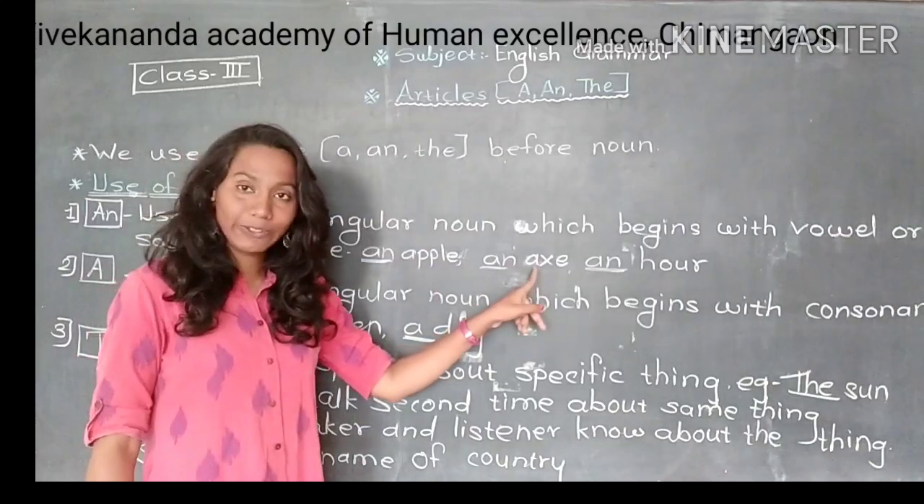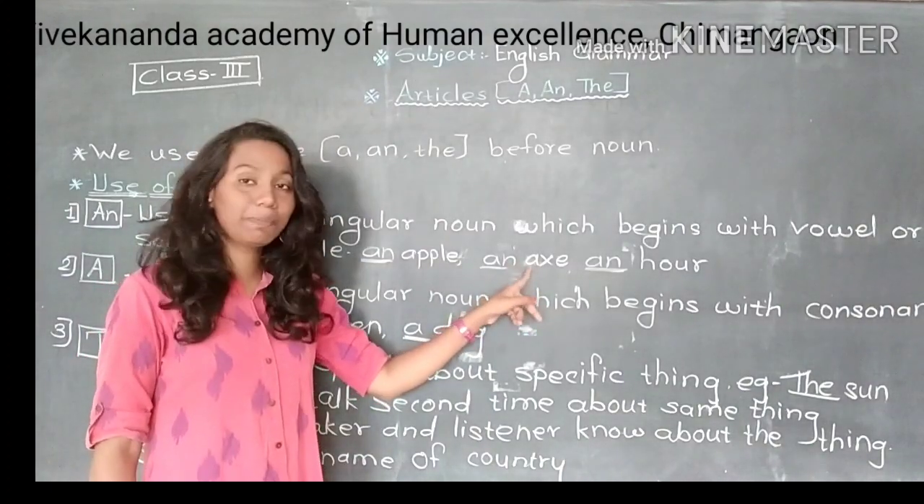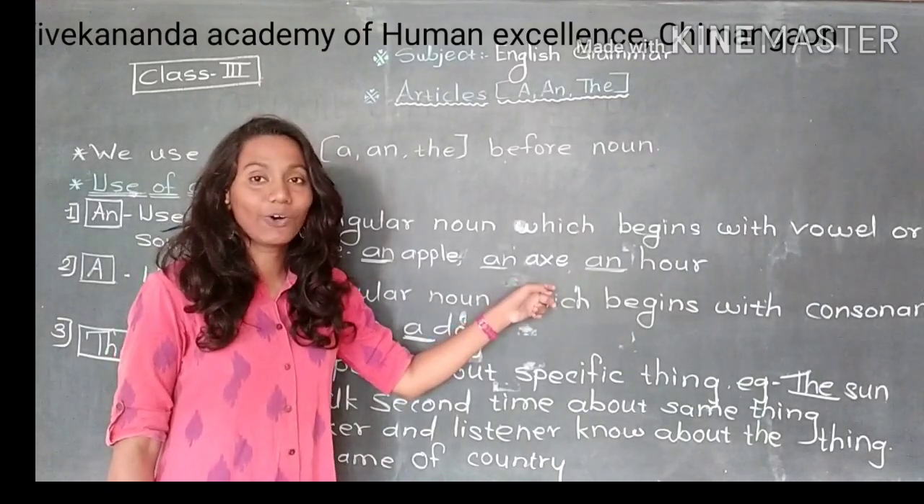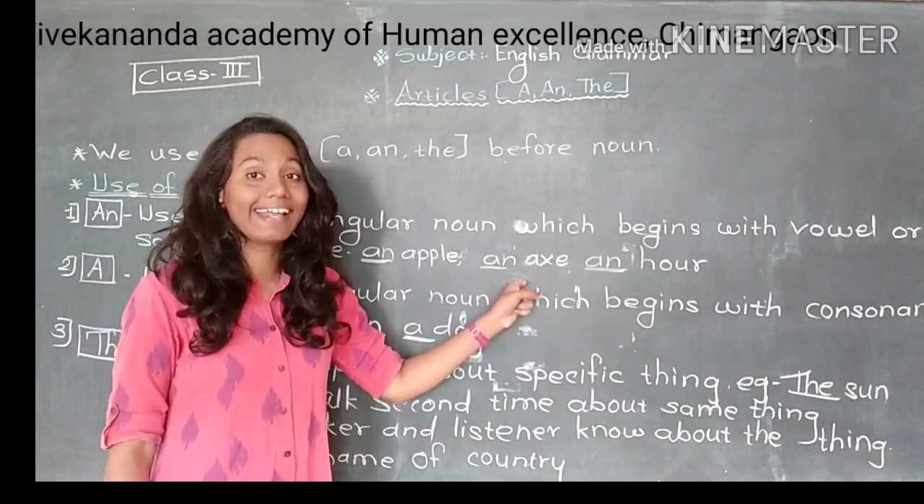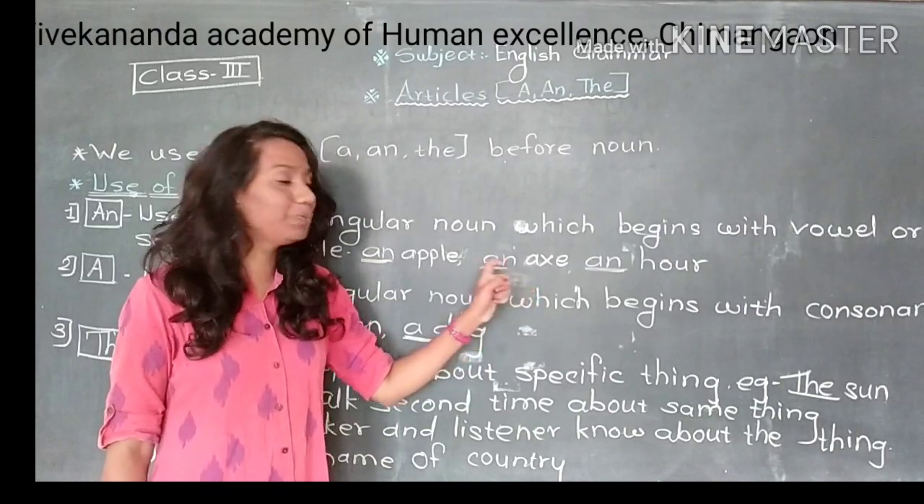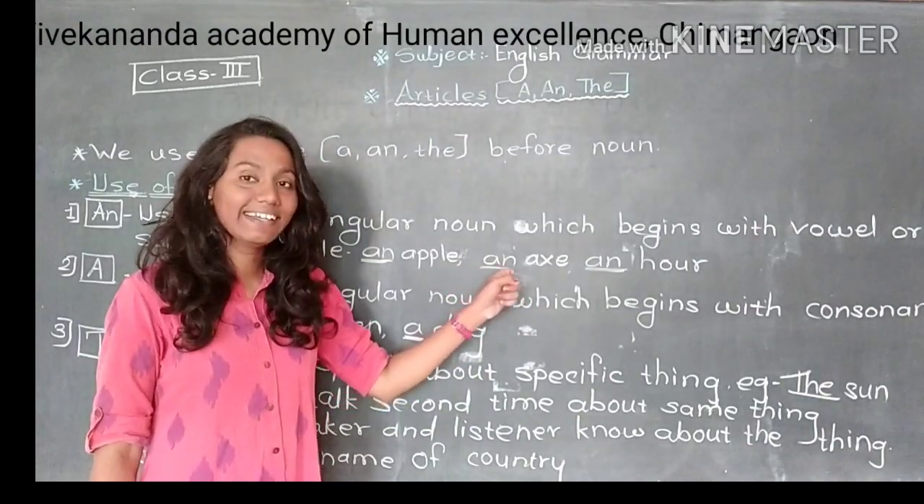The next word also, you can see it on the blackboard. A-X-E, axe. So this word also starts with A, and A is a vowel. So before that also we write an.